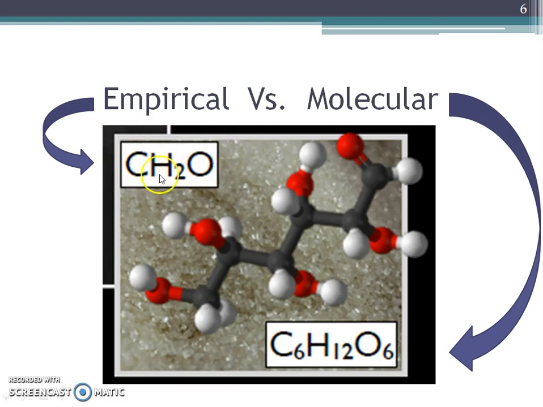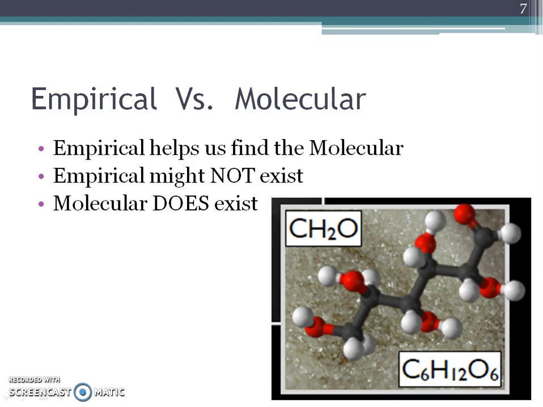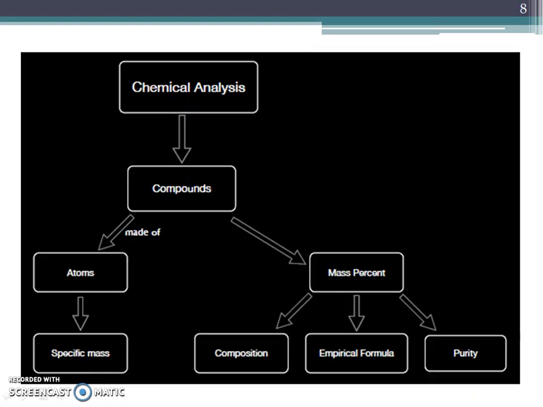The empirical formula doesn't always exist, but it helps us mathematically and experimentally get to the molecular formula that does truly exist. And you should realize by now that the empirical and molecular formulas are ratios of each other as far as the ratio of the atoms that are in that molecule. So that's exactly what I just said. Nice little flow chart as always.